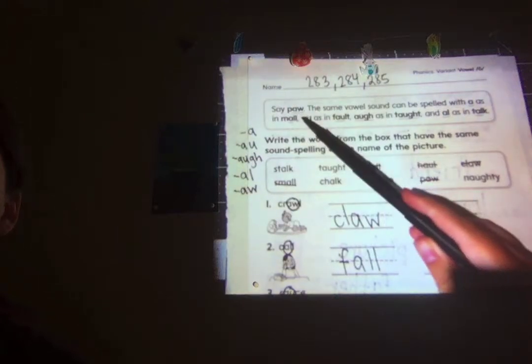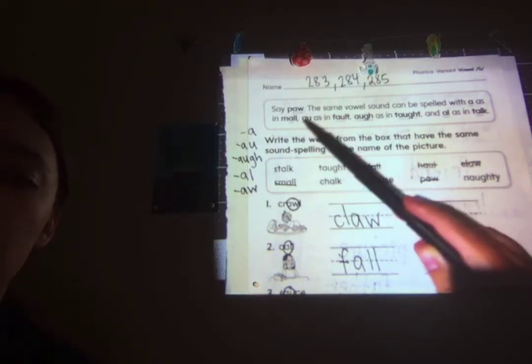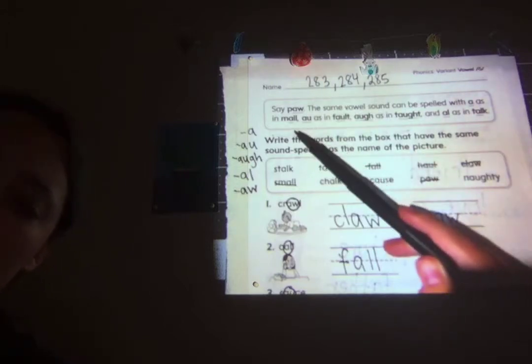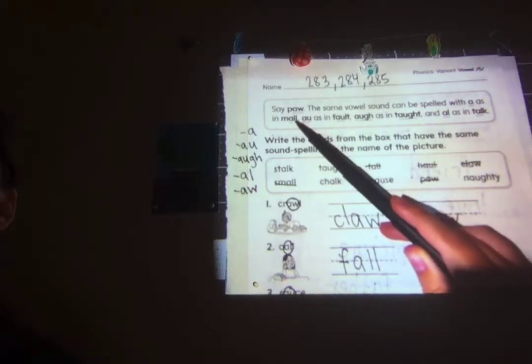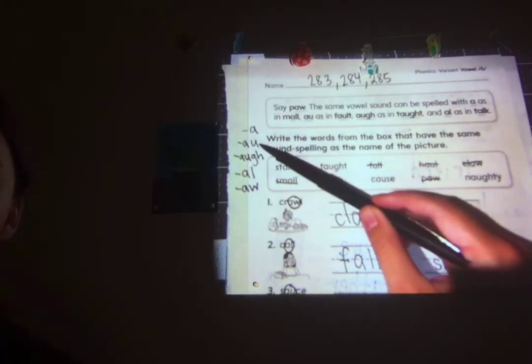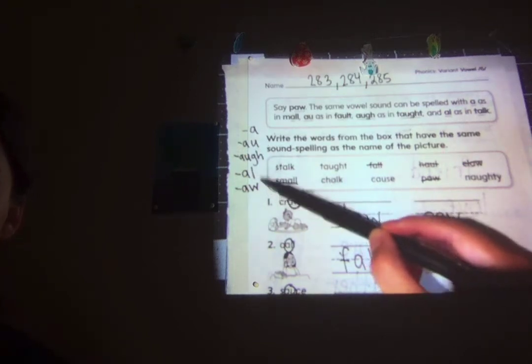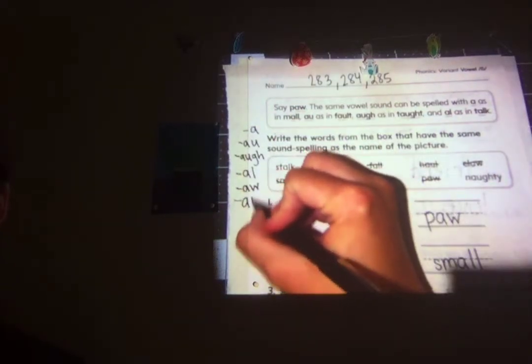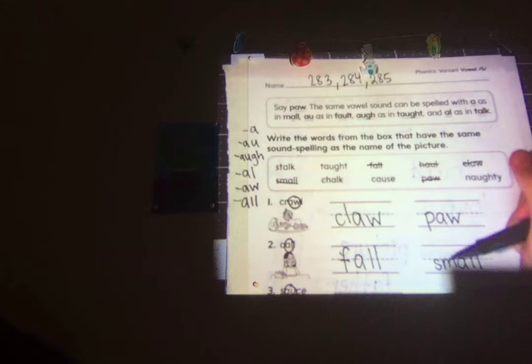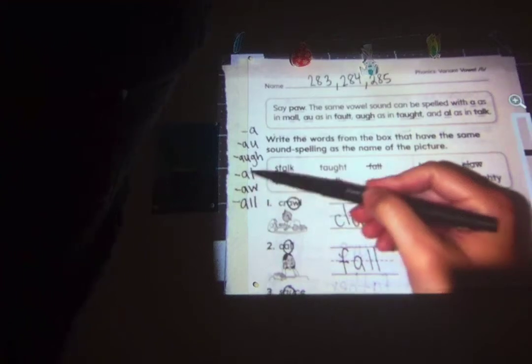All right, now, for page 283, we are going to go over a few different ways to make the sound aw. I want everybody to pretend they just saw a super cute puppy, and I want them to go aw. Say aw. Now that sound, aw, can be made a bunch of different ways. It can be made with just an A, A-U, A-U-G-H for some reason, A-L, A-W, and one I forgot last time, A-L-L. Aw, aw. Okay, so I do actually want you to copy these down. These are all the different ways that you can make that sound, which is our sound of the week, aw.